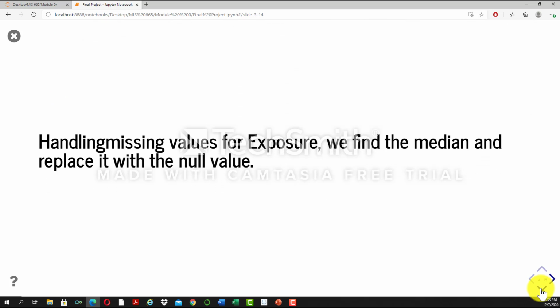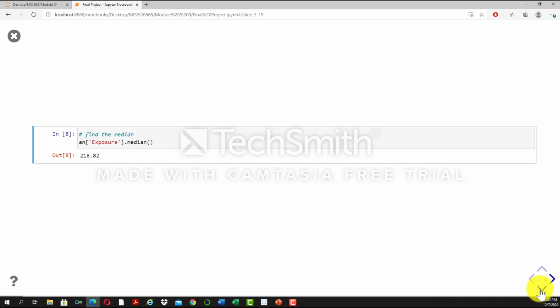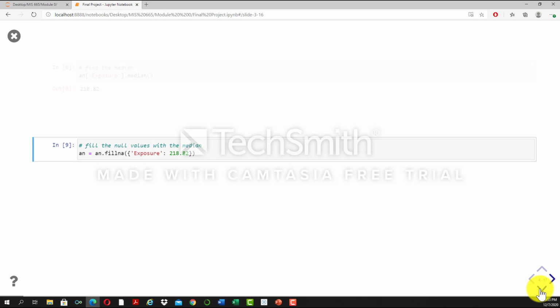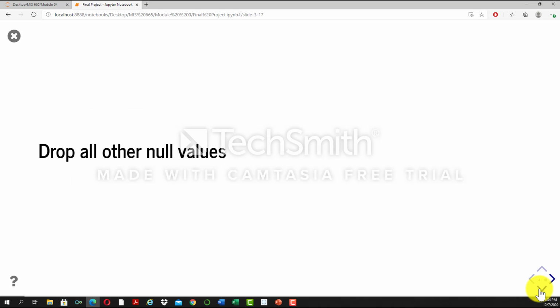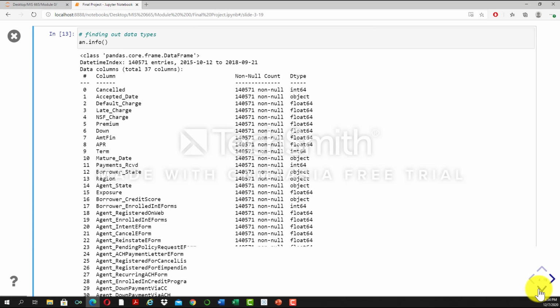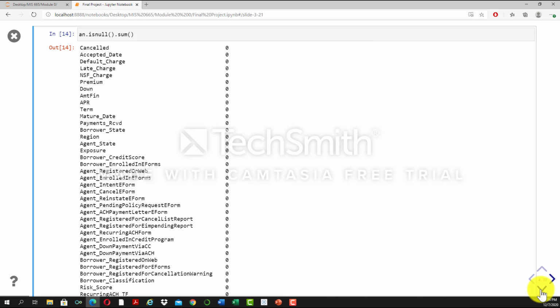We then handle the missing values for exposure. We find the median, which is 218.82, and replace all null values for exposure with 218.82. Then we drop all other null values. Then we find our data information again. Now we look for missing values, and we can see we have no missing values.